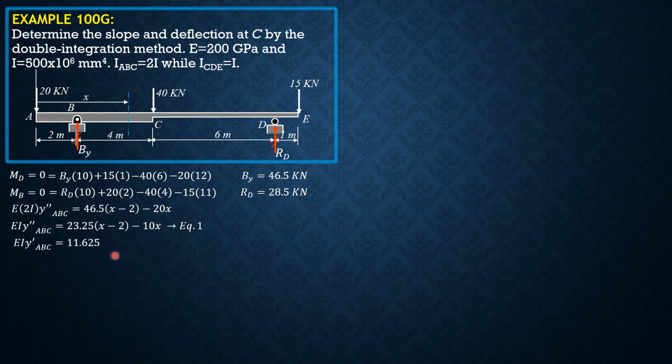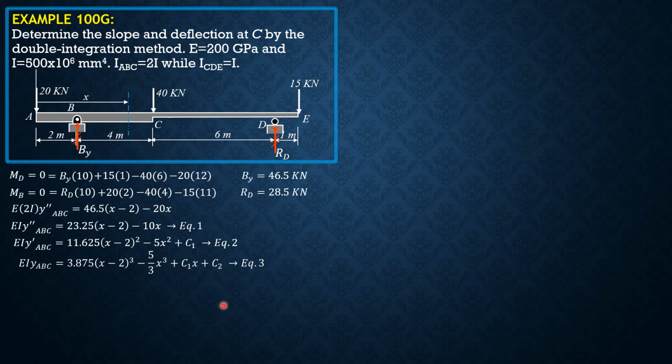Integrating once, EI y prime ABC is 23.25 over 2, which is 11.625, quantity x minus 2 square, minus 5x square plus C sub 1. So there is C sub 1 because A will surely deflect. The origin A will deflect. Then EI y ABC is equal to 11.625 over 3, that's 3.875, x minus 2 quantity cube minus 5 thirds x cube plus C sub 1 x, then there is also C sub 2. Call this equation 3.